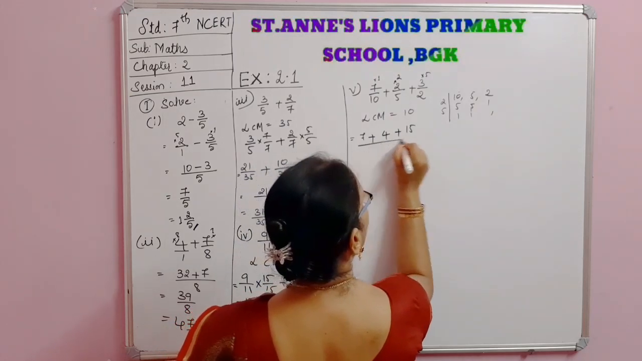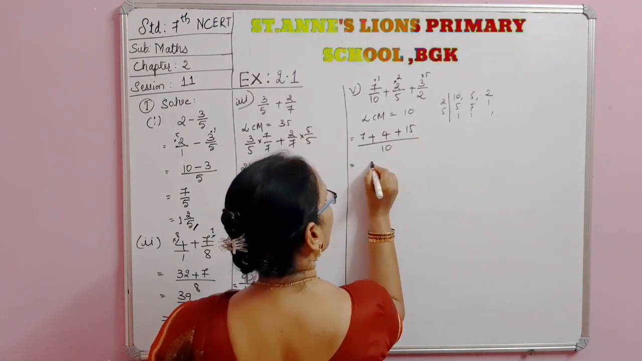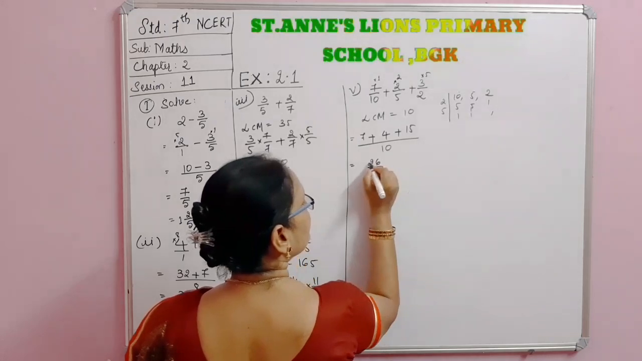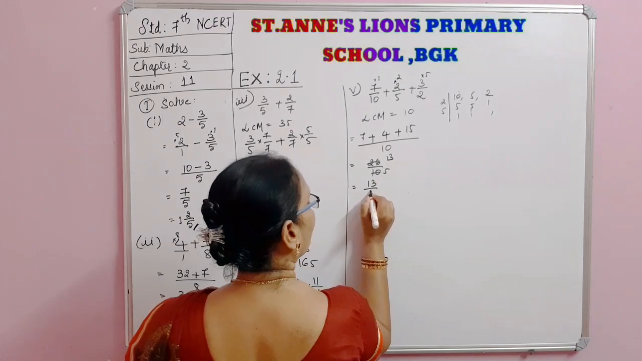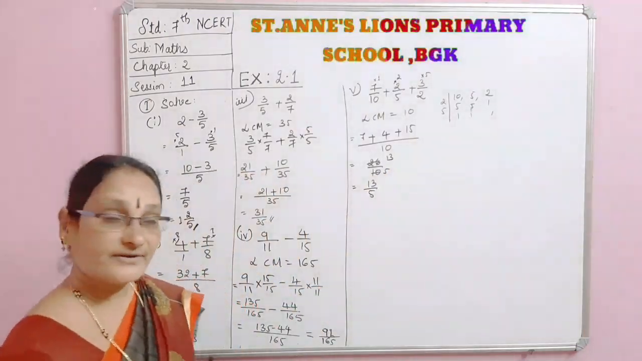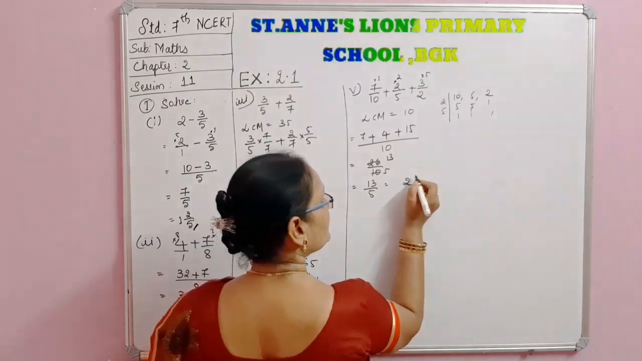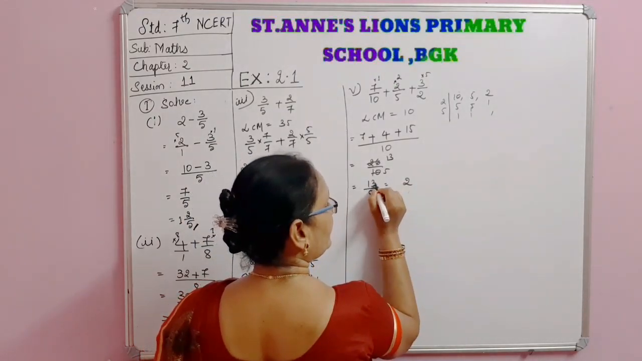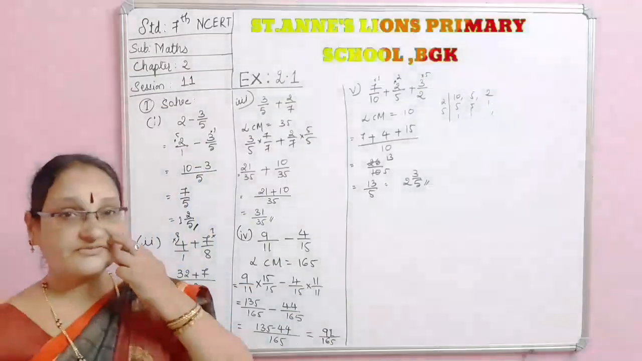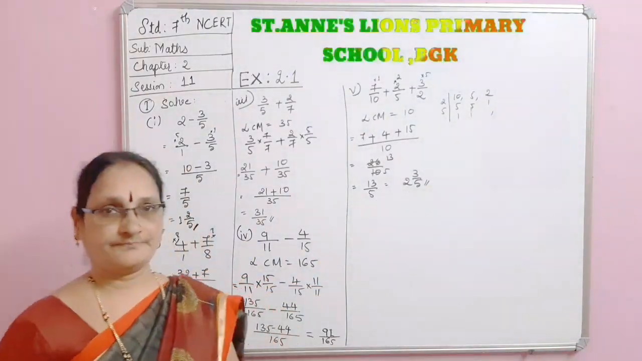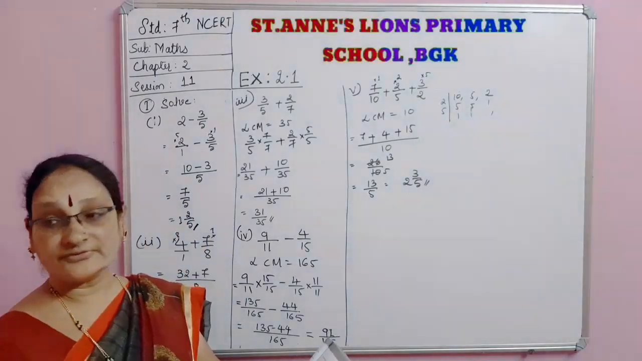What is the LCM? LCM is 10. Now 7 plus 4 is 11, 11 plus 15 is 26 by 10. You can cancel it. 2 13s are 26, 2 5s are 10. 13 by 5. If you want, you can keep this one in the mixed fraction also. How can we keep? 2 integer, 5 2s are 10, so 3 remained. 3 by 5. This is also correct. This is the method of doing the addition of 3 fractions using LCM.